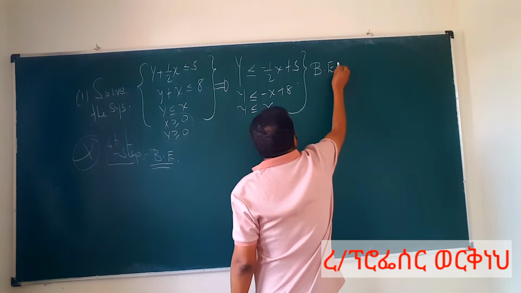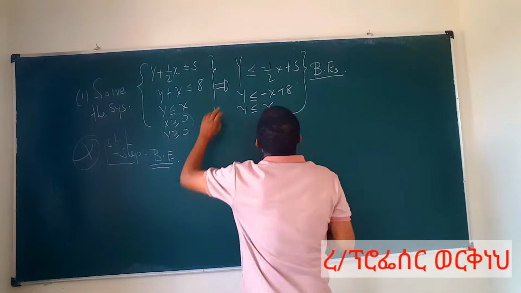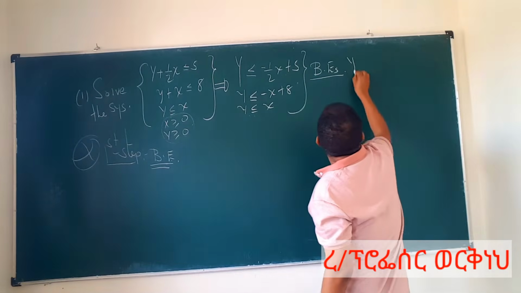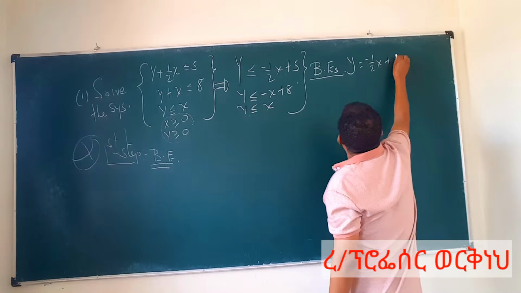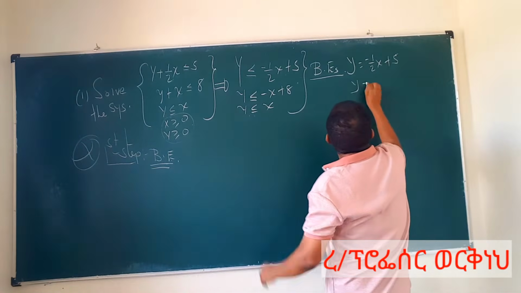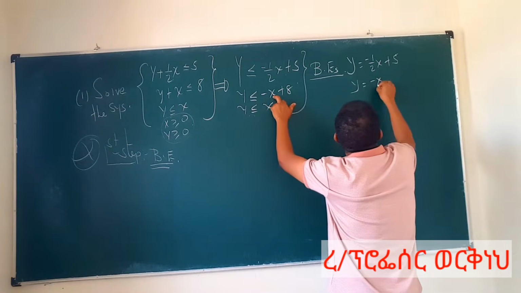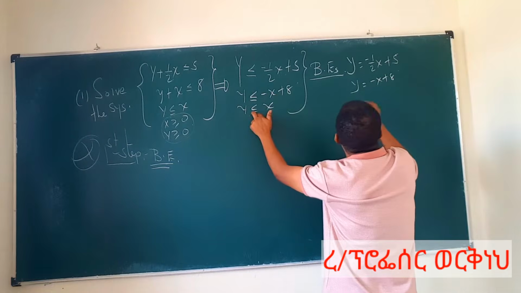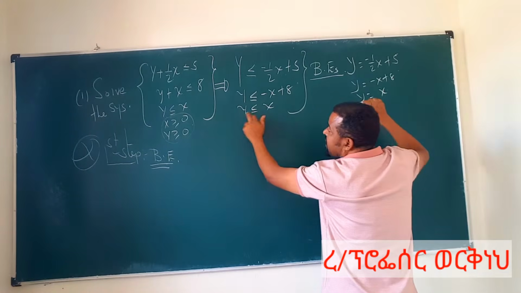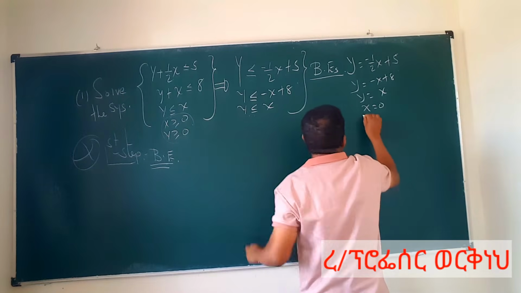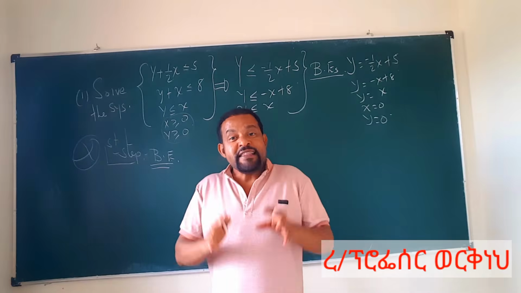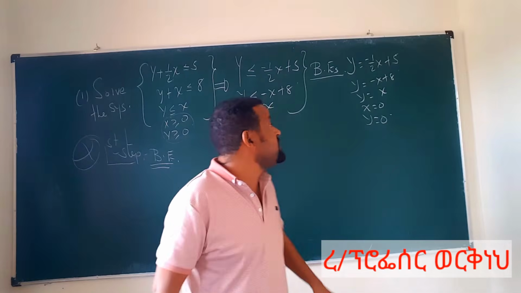So the boundary equations will be: y is equal to negative 1/2x plus 5, y is equal to negative x plus 8, y is equal to x, and then this is x is equal to 0 and for this one y is equal to 0. Then the next step is what? Now, what do we do next?